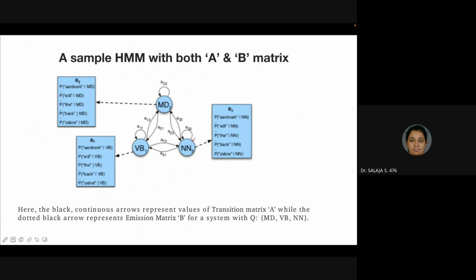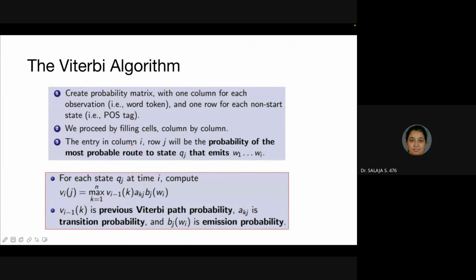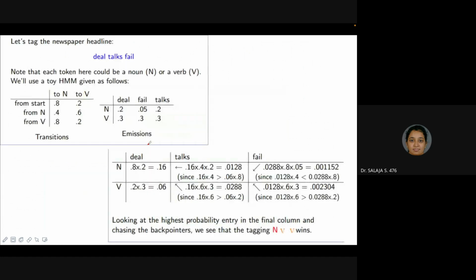Now here is an example where the A and B matrices are defined. We directly look into an example where you use the Viterbi algorithm for decoding. So how do I do it? You create a probability matrix and go in an iterative method. Every time you calculate the probability, and we'll also decide on the emission probability. For example, you have a sentence which has deal, talks, fail. The two tags identified are noun and verb.